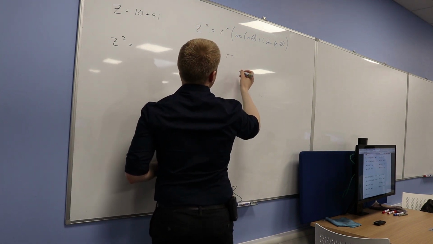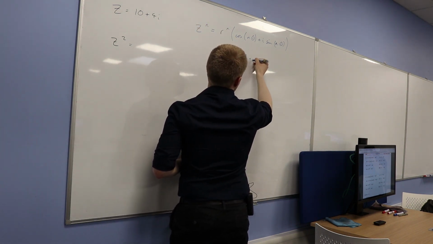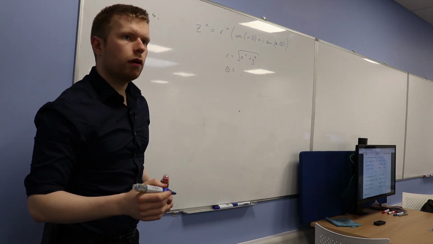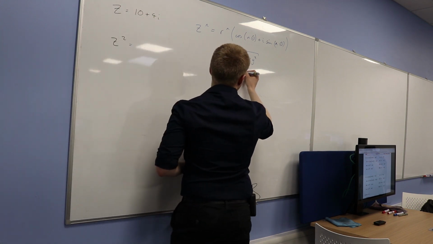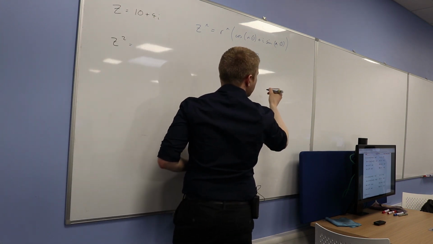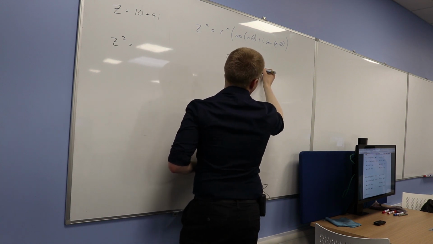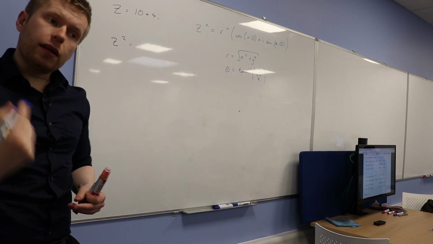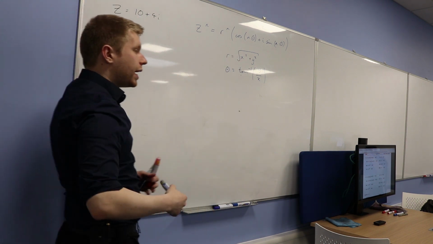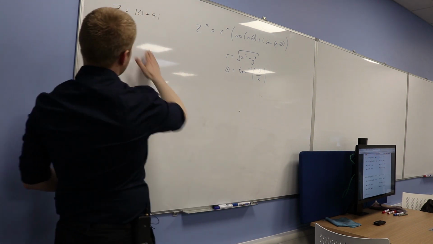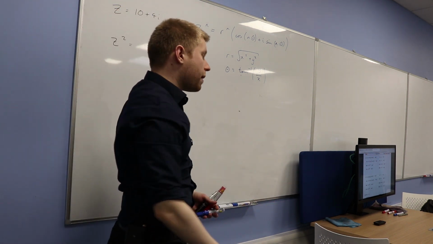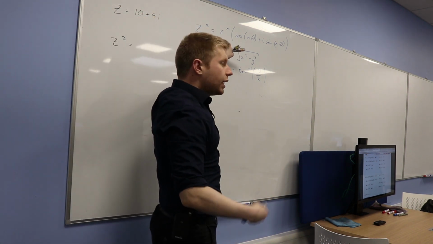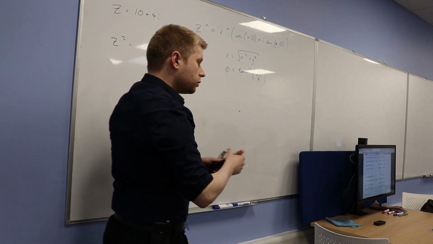Good. So r is equal to the square root of x squared plus y squared, and theta is equal to tan inverse of y divided by x, in this case 4 by 10. So if you get given a complex number in Cartesian form, in other words a real plus some multiple of an imaginary, then if you want to calculate z squared, you need to put it into polar form. Is this okay?